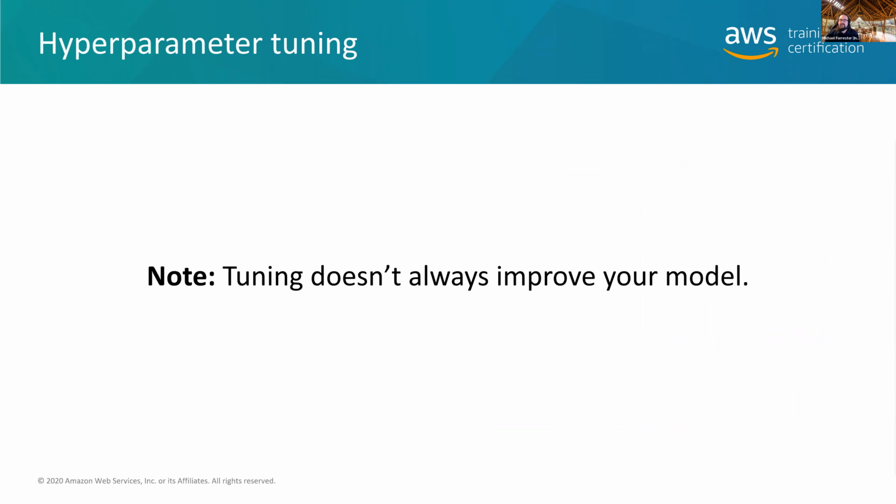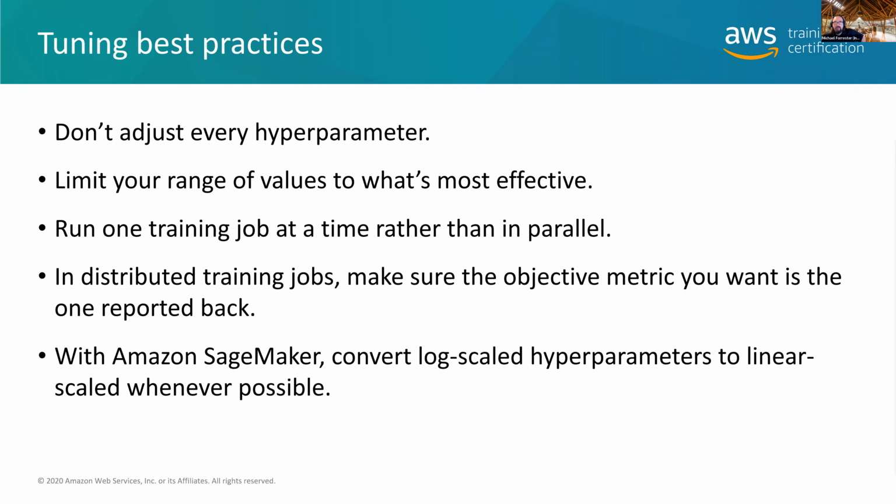Excuse me. That tuning is not always going to improve your model, right? It's just part of the methodical, scientific method you're going to follow. As for best practices, you don't want to adjust every hyperparameter. Limit the number of hyperparameters to the ones you think will most likely give you good results. Explore what the hyperparameters do. Look at the documentation and find out which hyperparameters are relevant for your particular model and which you think would be the most impactful based on the data set and the problem you're trying to solve.